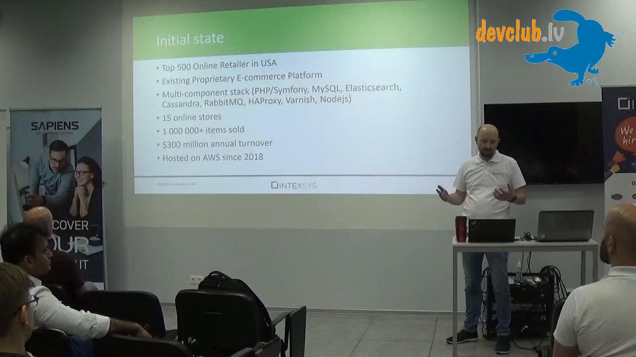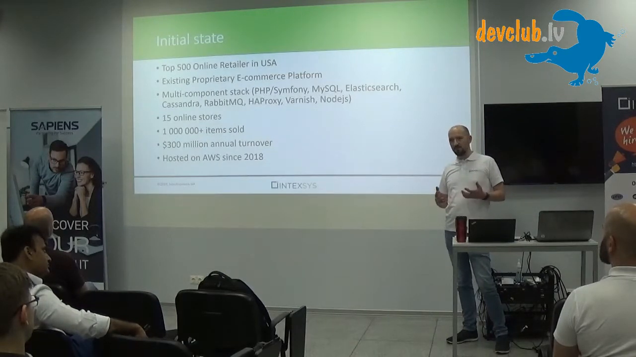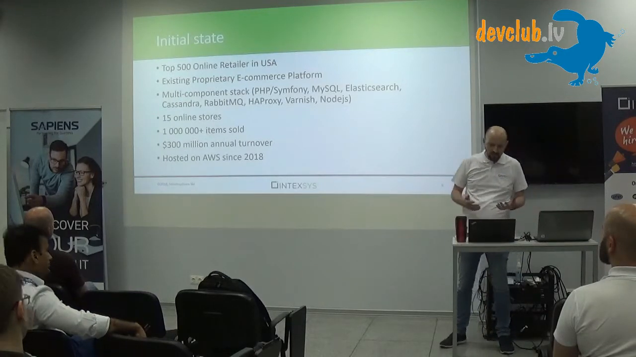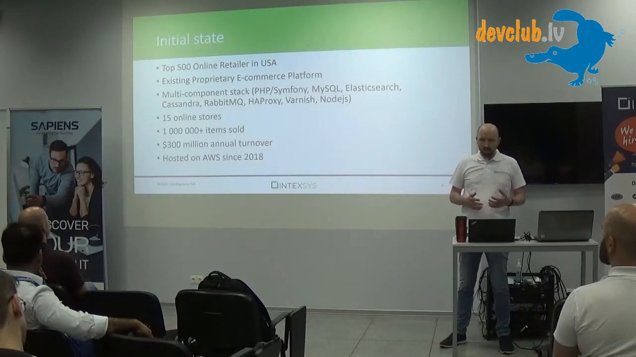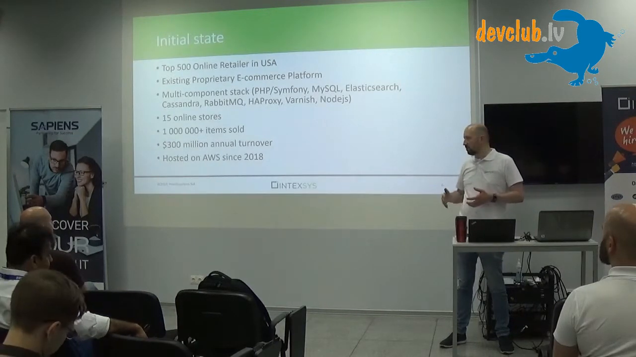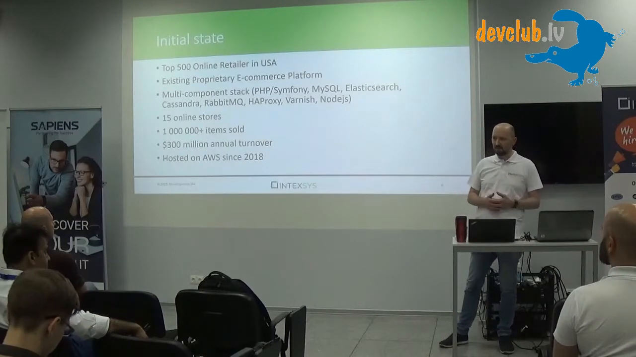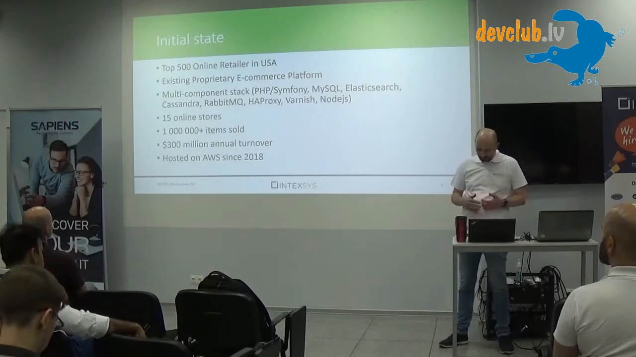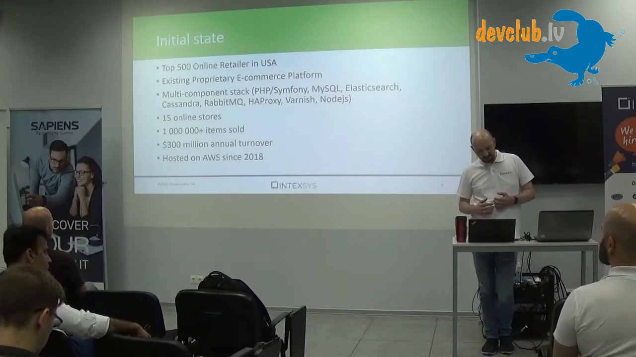We're running 15 online stores, and from the business perspective, it's more than 1 million different goods sold on the stores, with a 300 million annual turnover. And last year we migrated the infrastructure to AWS. Before it was just a bunch of racks in a data center, in a facility. Now it's all running in AWS. And we'll talk about it later, it's not only AWS.